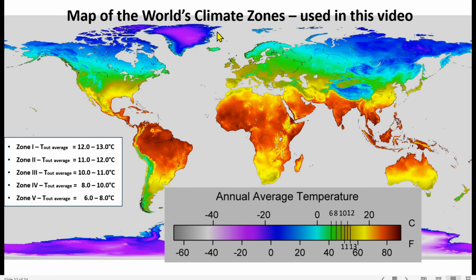Map of the world's climatic zones used in this video. They differ by annual average temperature. These are zone 1, zone 2, zone 3, zone 4, zone 5, with different temperatures between them. You will see what your average annual temperature is for your city and in what zone it is located.